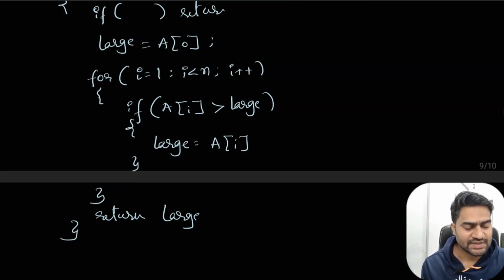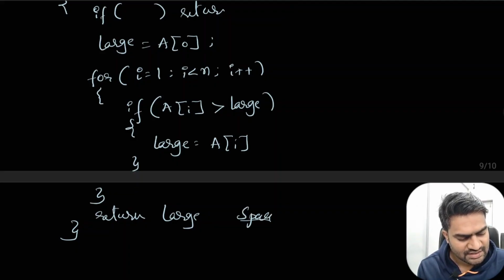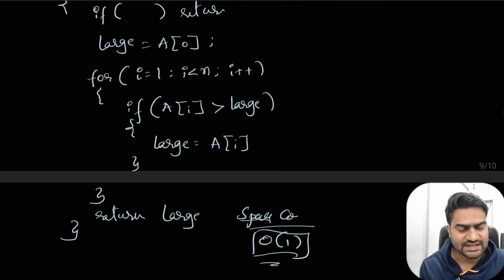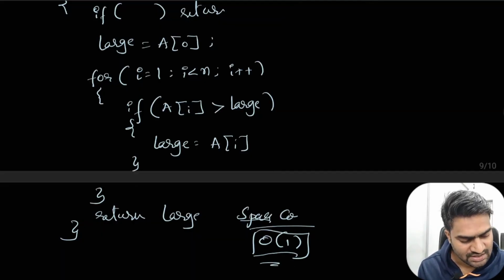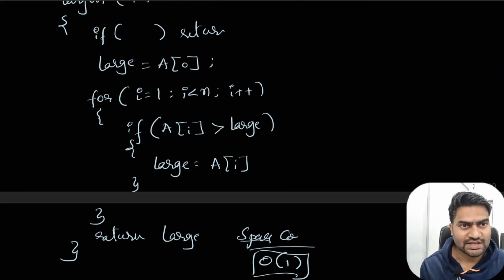Okay, so this is how we find the largest number in the array. This is of order n, and also it is not using any extra space. That's why space complexity is of order 1. Okay, let's see this code in action.